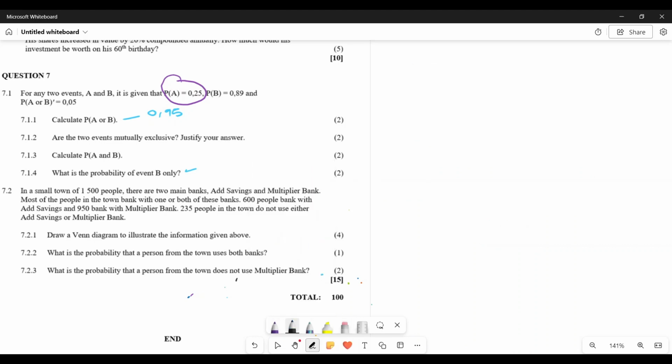Now the next question says, okay, a small town of 1,500 people. So they gave us the total population as 1,500 people, and they said they have two main banks. So the first bank is Ed Savings, right? So they have Ed Savings as well as Multiplier Bank, right?